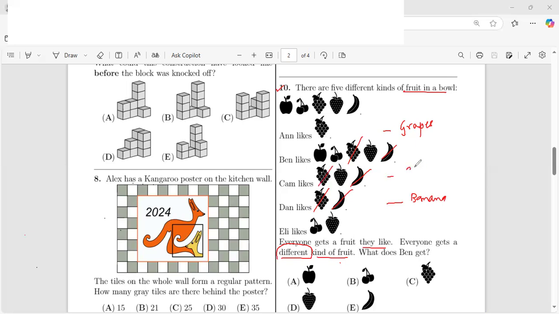So Cam will like strawberry. If Cam is taking strawberry, this goes, then Eli will take a cherry. Strawberry is taken, cherry is taken. So Ben will like the apple. That's how we'll do it, by crossing out things. So the answer for question number 10 is A, which is the apple. If you see last year's papers, a similar kind of question in terms of shapes has been repeated. So you can revise that as well.